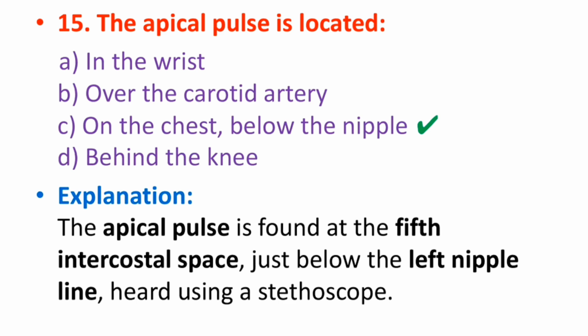The apical pulse is located: option A, in the wrist; option B, over the carotid artery; option C, on the chest below the nipple; option D, behind the knee. The correct answer is option C, on the chest below the nipple. The apical pulse is found at the fifth intercostal space just below the left nipple line, heard using a stethoscope.